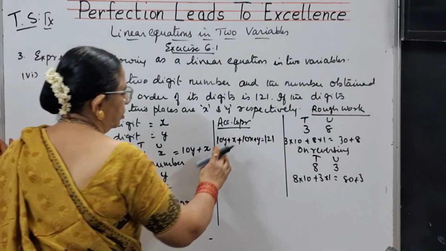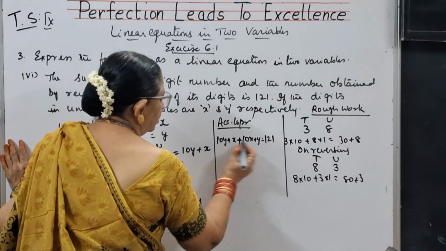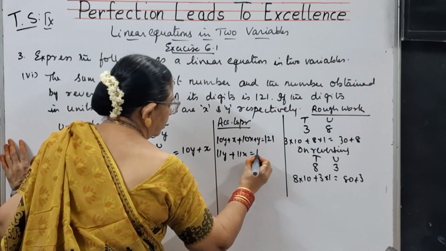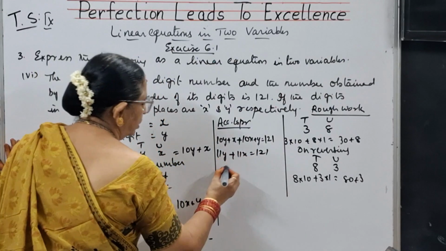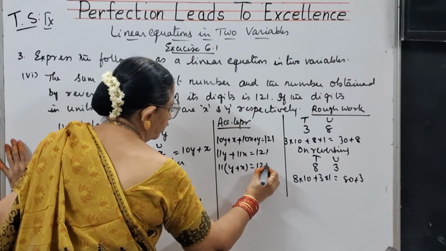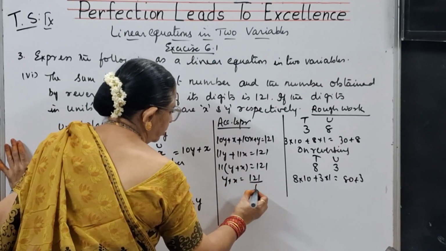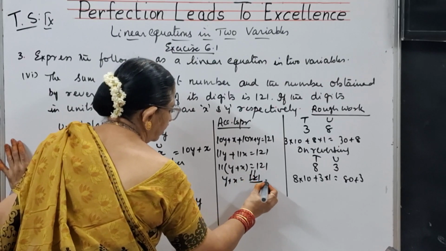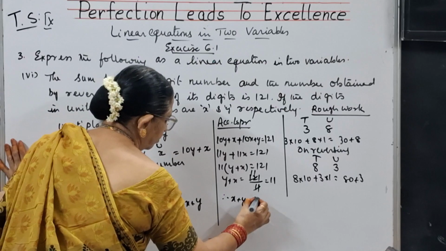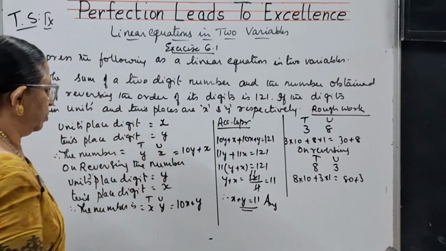So 10y plus x plus 10x plus y is equal to 121. That is 11y plus 11x is equal to 121. In these two, you can take 11 as common. y plus x is equal to 121 by 11. 11 elevens are 121. So you can write it as x plus y is equal to 11. This becomes the answer for this problem, children.